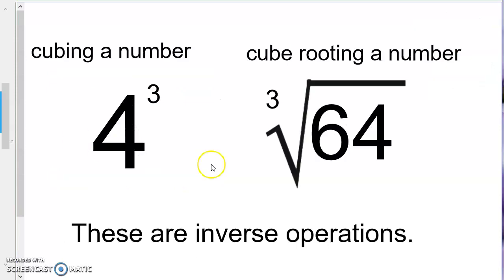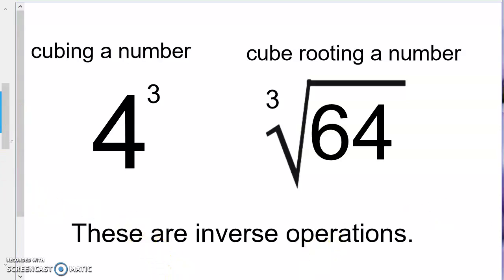Similar to what we talked about yesterday, cubing a number and cube rooting a number are inverse operations. So 4 to the third power, or 4 times 4 times 4, would be 64. The cube root of 64 would be 4. So these are inverse operations, just like squaring a number and square rooting were inverse operations yesterday.